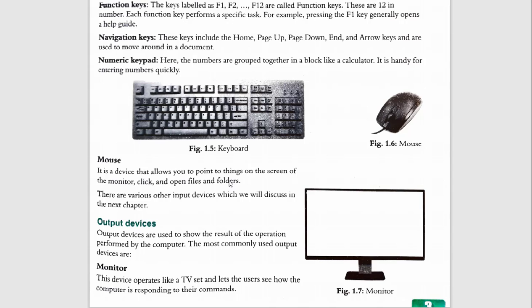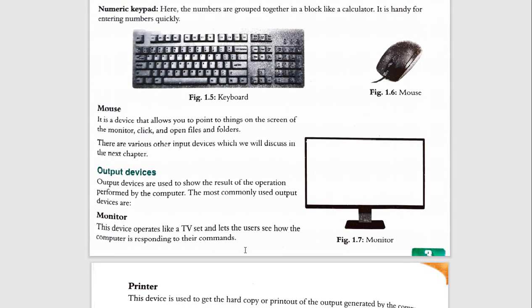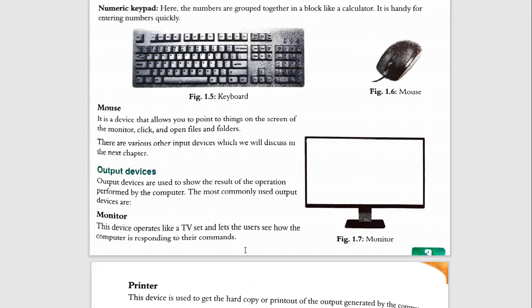Each key has a different function to perform. It depends from program to program what they are programmed for. Then we have some navigation keys, up, page down, home, and all these are the navigation keys. We have the numeric keypad, which is towards the right of the computer, right, where 0, 1, 2, 3 to 9 are written.